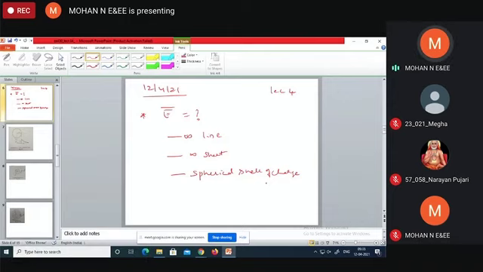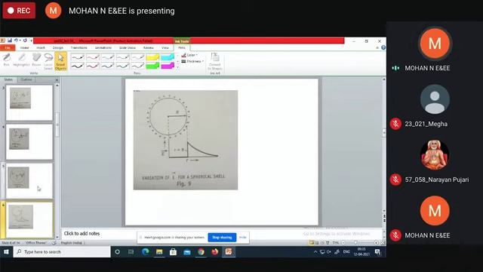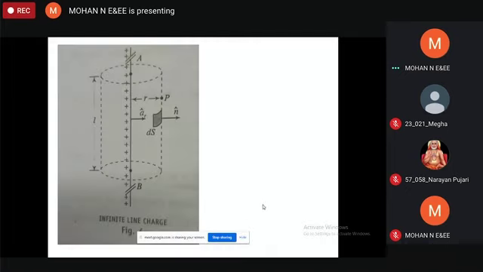So we should just recall what we have seen so far. This is what we have discussed. This is the infinite line charge. Without using the integral calculus much, we have been able to find out what exactly is the electric field due to the infinite line charge.